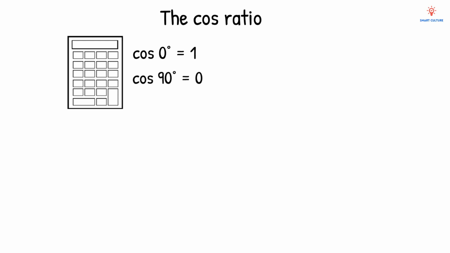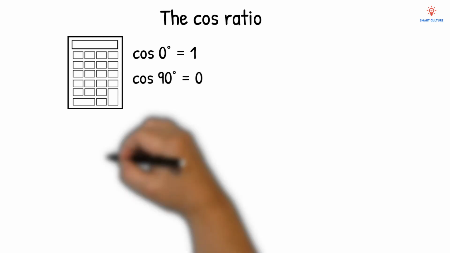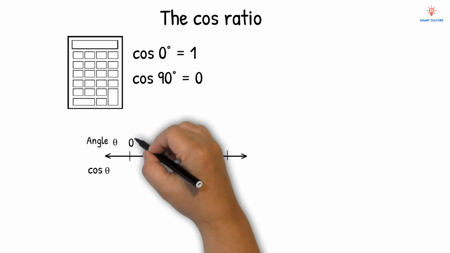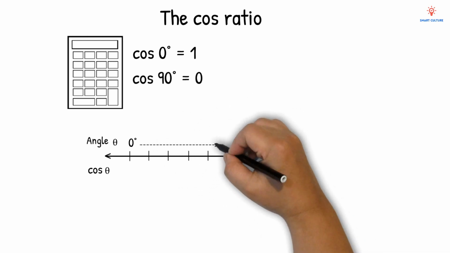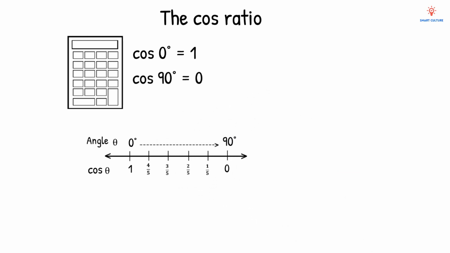Let's visualize this on a number line. You'll notice that as theta increases, cosine of theta decreases. At an angle of 90 degrees, cosine reaches its minimum value of 0. So as the angle theta in a right triangle increases from 0 degrees to 90 degrees, the value of cosine of theta starts at 1 and gradually decreases. By the time theta reaches 90 degrees, the cosine of theta becomes 0.